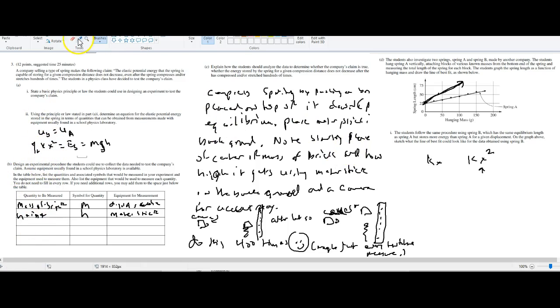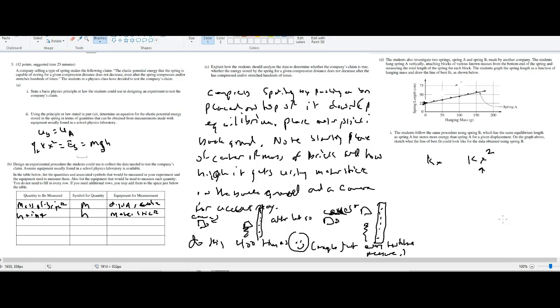Rewind. Okay, so here's the dealio. I read the wrong question. I got to read the question, take a little more time. It says here, the spring has the same equilibrium length as spring A, but stores more energy than spring A for a given displacement on the graph above. Sketch which line of best fit would fit for the data contained in spring B. So if I'm pulling at the same distance, would it not be harder to pull?